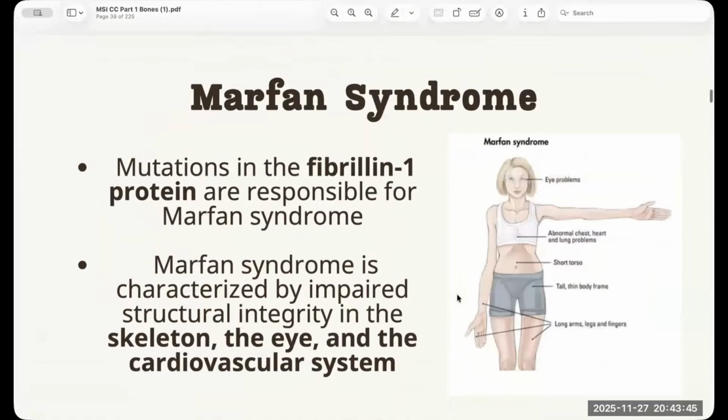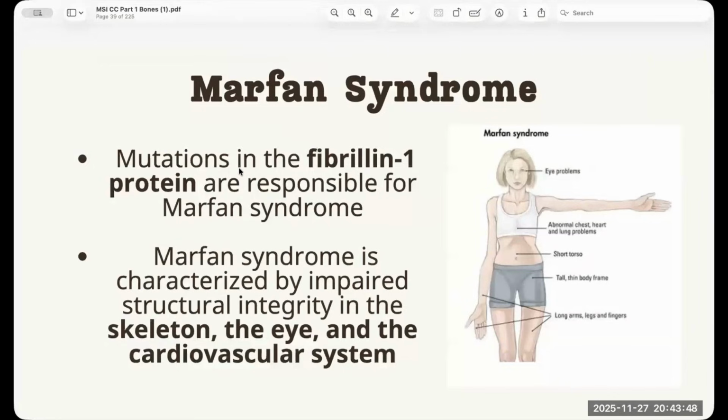Oh, there's actually another disease. It's Marfan syndrome. So, just mutations in the fibrillin 1 protein, and it's characterized by impaired structural integrity in the skeleton, the eye, and the cardiovascular system. This is shown here as a picture. So there are eye problems. They have long arms, long legs, a short torso, and an abnormal chest, and heart and lung problems, as mentioned.